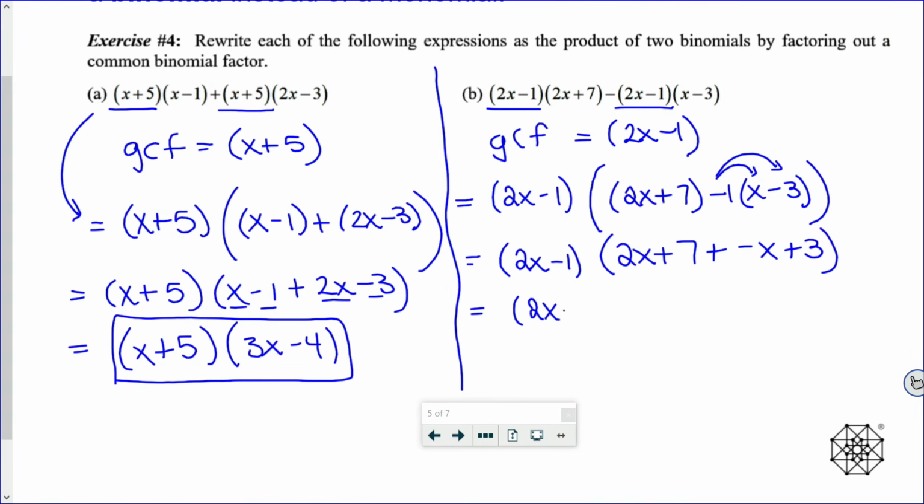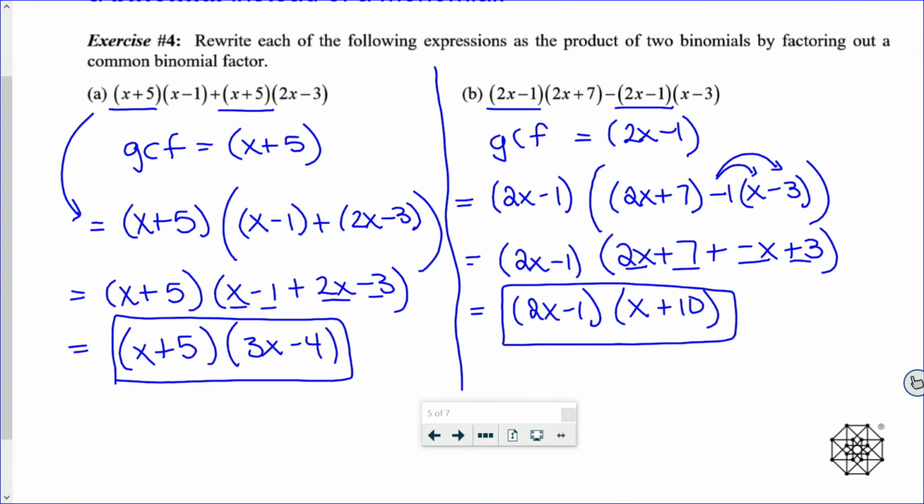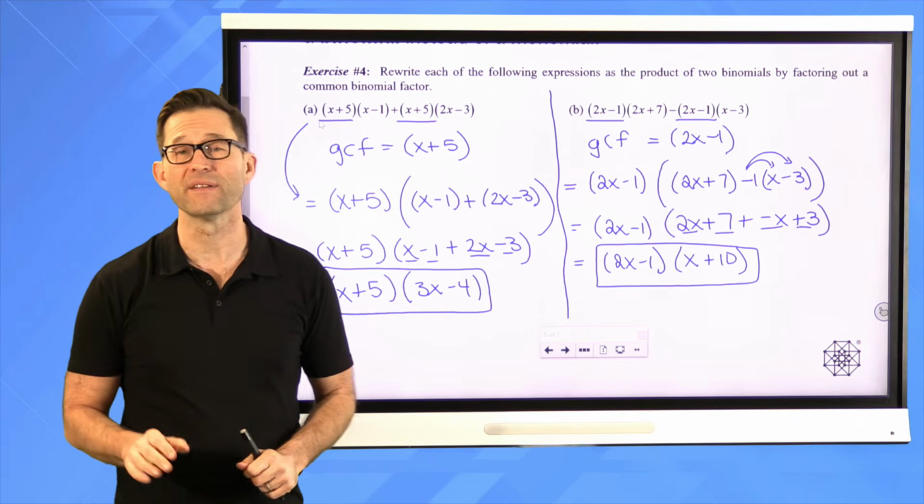That's going to be 2x minus 1. I then have 2x plus negative x. That's just going to be 1x. 7 plus 3 is 10, and I get 2x minus 1 times x plus 10. So if you got that one right, that's awesome, right?